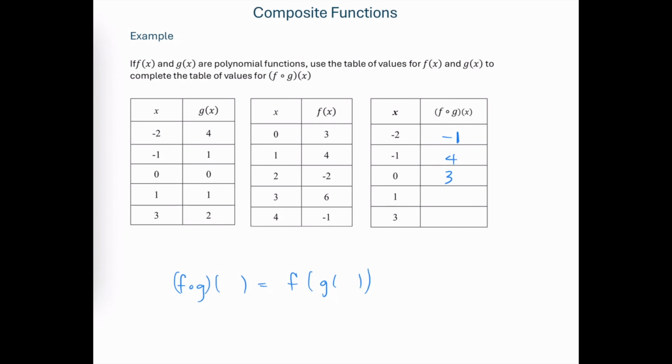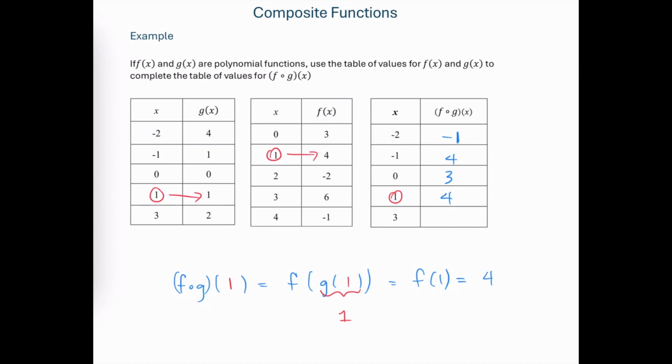To determine the value of f composed with g at 1, we plug 1 into the g function first and get an output of 1. That output becomes the input to the f function, and f evaluated at 1 is 4, so our output is 4.